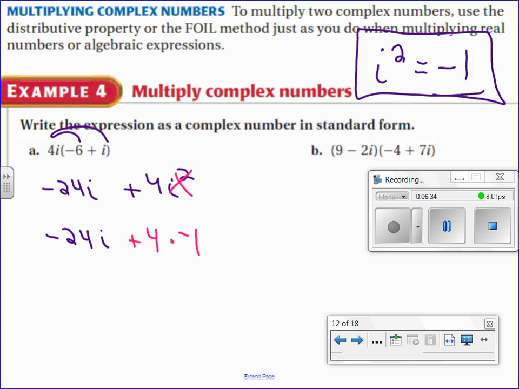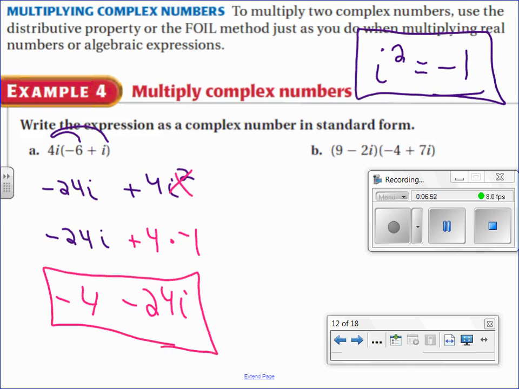The 4 and the -1 would multiply together with one another and become a -4. So my final answer I would want to express with that -4 out front because that's my real piece. And then my -24i second because that's my imaginary piece. And again, our answer has a real component and an imaginary component, so it's called a complex number. Did you follow how that i squared worked where we replaced it? Awesome. We get a chance to practice it again in part B.